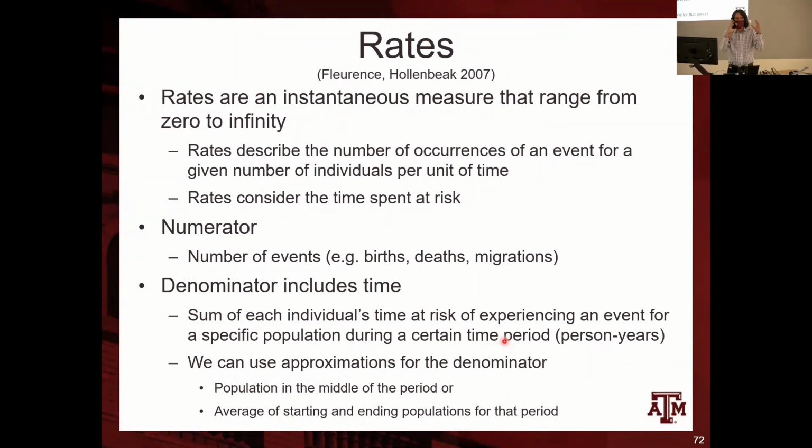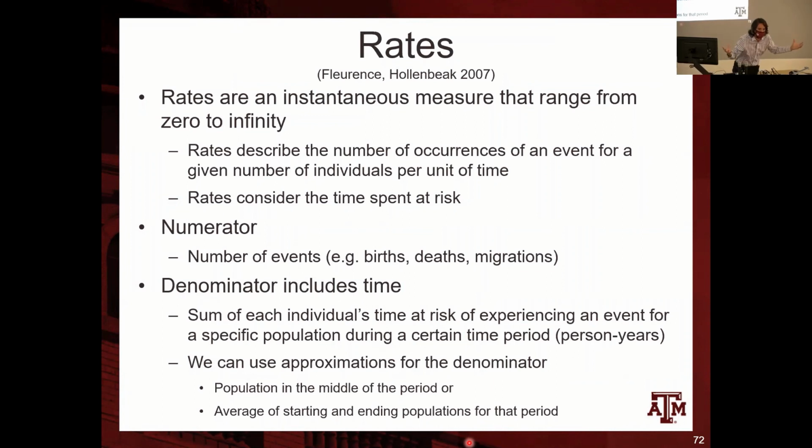So one way is to use an approximation of the denominator of the rates instead of using the person years. What I can get is the population in the mid of the period, July 1st, with the assumption that people are dying and being born at the same rate before and after July 1st. Or if I have the population on January 1st and December 31st, I can get the average of these two populations with the assumption that people were dying and being born at the same rate, right? So for rates, the best information for the denominator is person years.